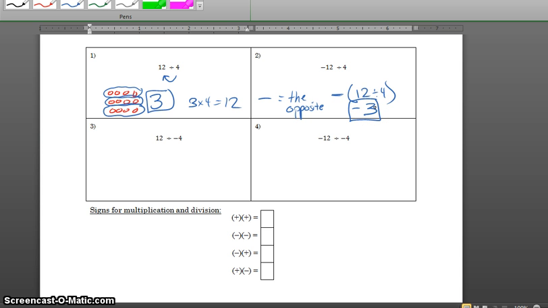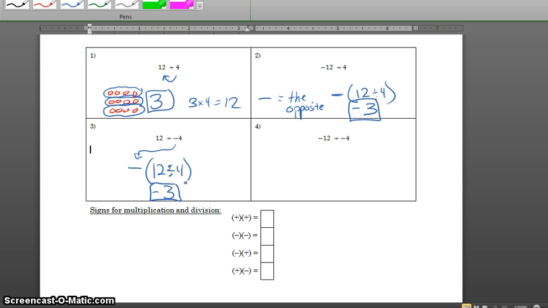This is very similar to question number 3. We have this opposite, or a negative, in front of the 4. We can take that negative, bring it out in front, consider it the opposite of, and then do the 12 divided by 4 part first. It's a sloppy division, sorry. 12 divided by 4 is 3. What's the opposite of positive 3? You guessed it, negative 3.